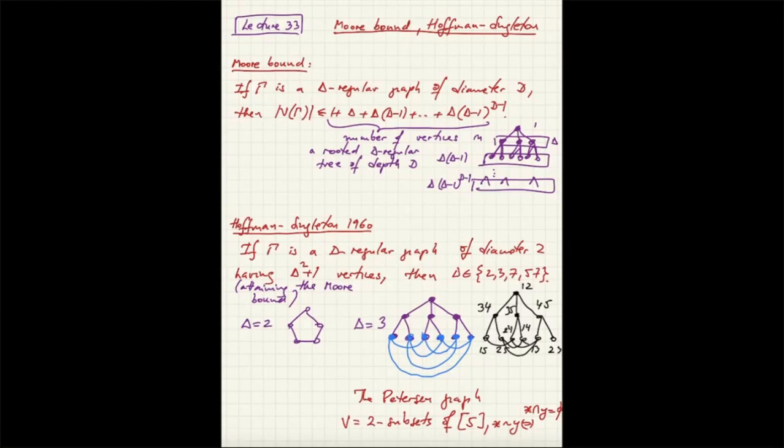And so with that in mind, you can get an isomorphism between the purple and blue graph there and the Petersen graph, and that would show uniqueness. Okay, so delta equals 2 and delta equals 3 are taken care of. What happens with delta equals 7 and 57?